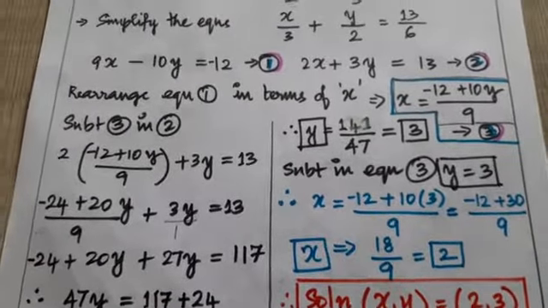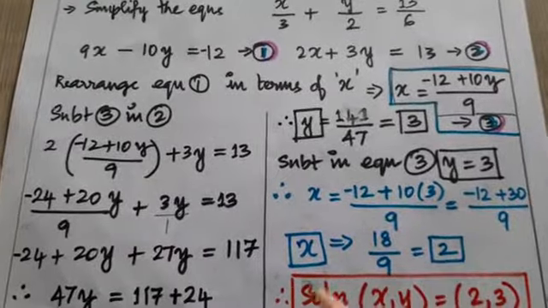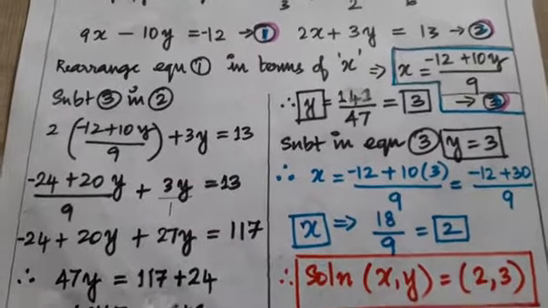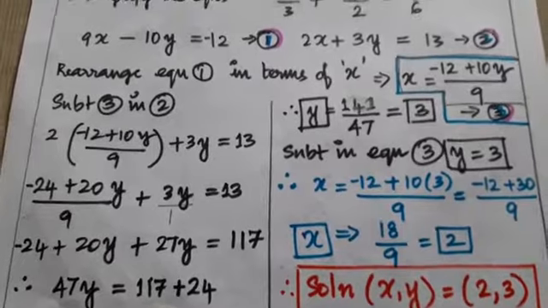Understood? This is the substitution method. The first question we have completed. Then the word problem is given. That we will take in the next classes.